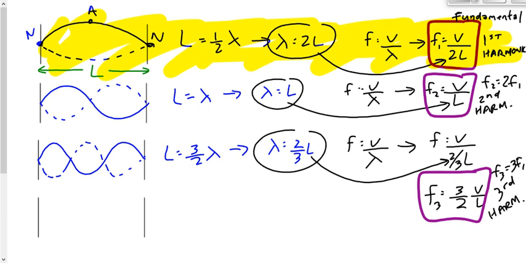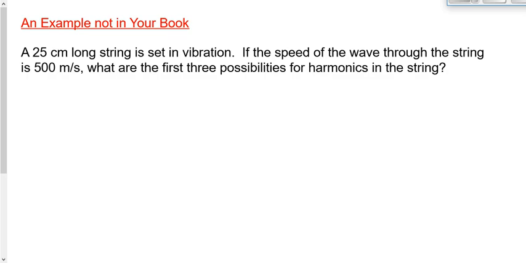Okay? I'm going to do a question. This is the question that's on the handout that I've given you. The first question says a 25 centimeter long string is set in vibration. The speed of the wave through the string is 500 meters per second. What are the first 3 possibilities for harmonics, or what are the first 3 resonant frequencies in the string?